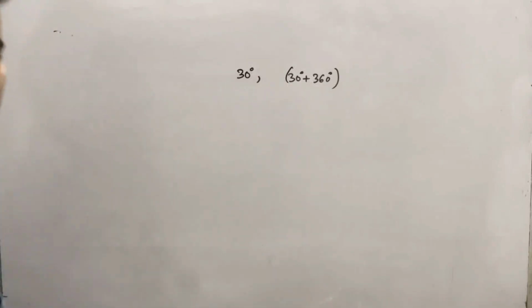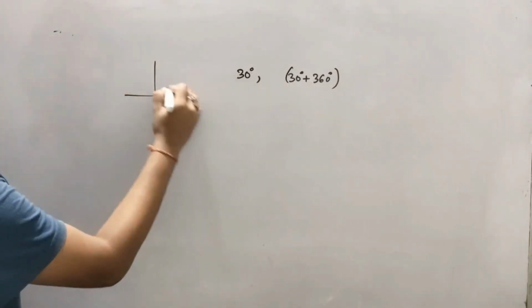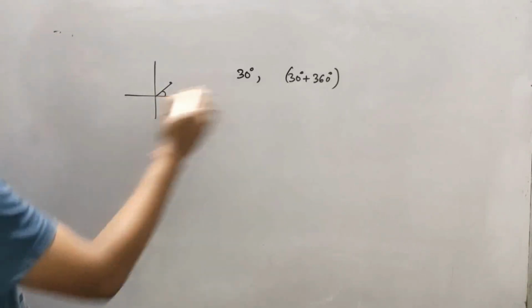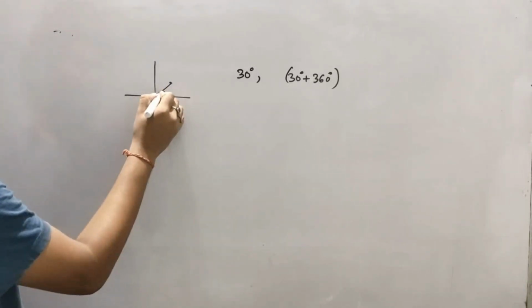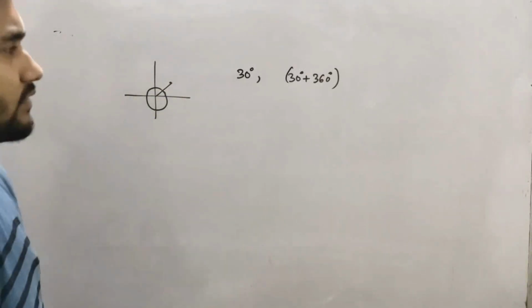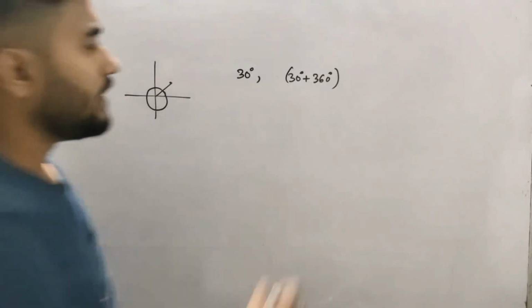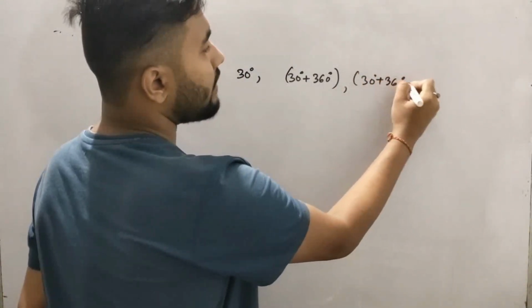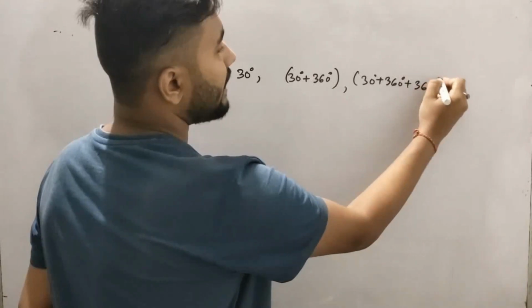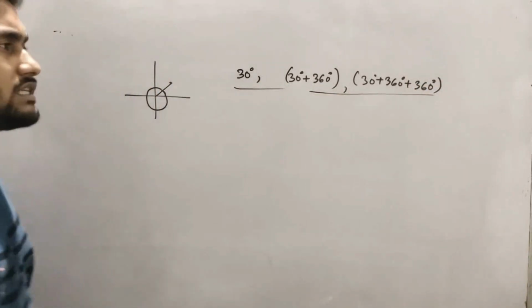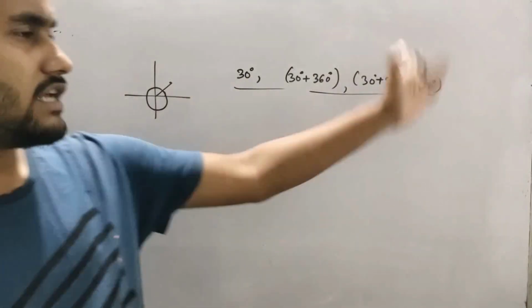Say this angle is 30 degree. Again, from here I will rotate another 360 degree. This will again be the same angle. Again if I write 30 degree plus 360 degree, one more rotation, whatever angle I get, they are exactly equivalent, right? So these are general values.